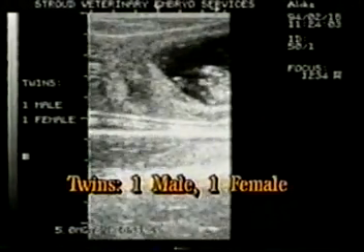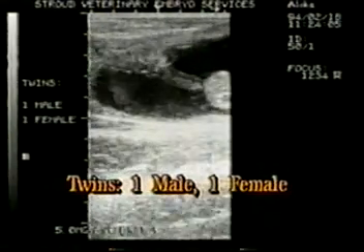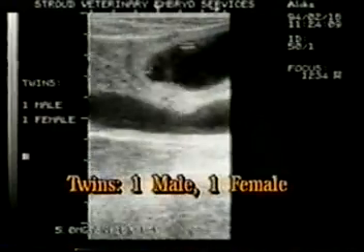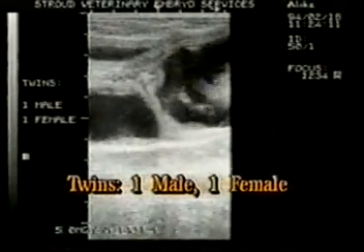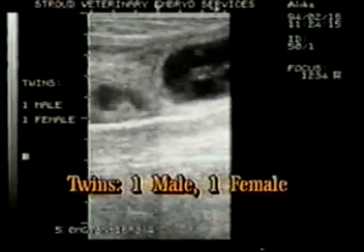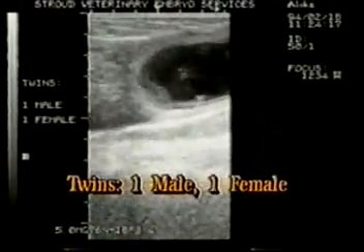The first fetus is a male, and the second is female, although unfortunately, the female in this sequence does not show up well. Oftentimes, both twins are not visible simultaneously. Therefore, a thorough exam of the uterus is necessary.